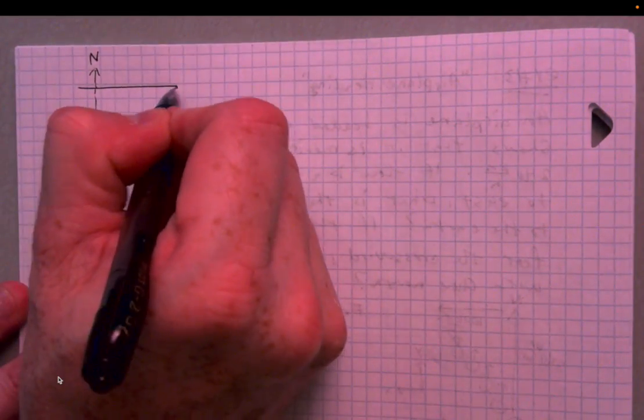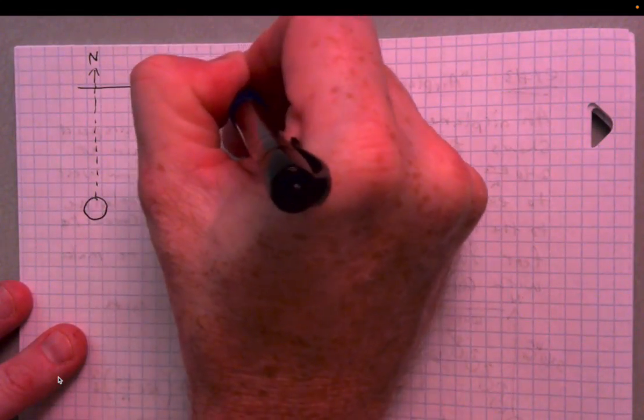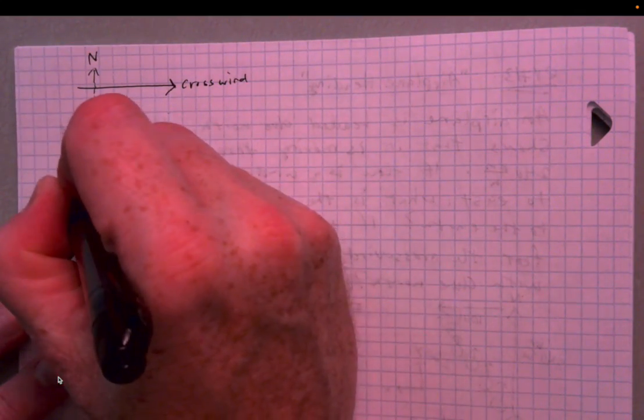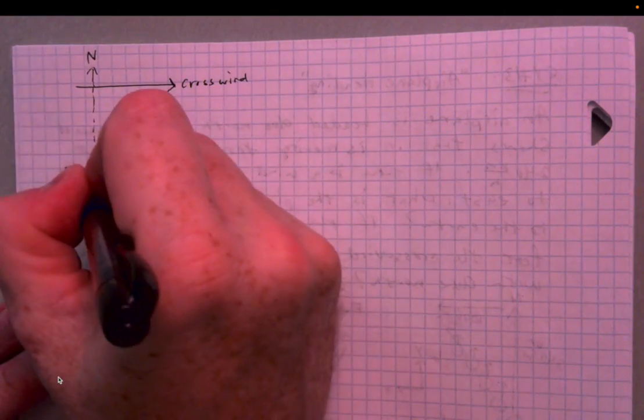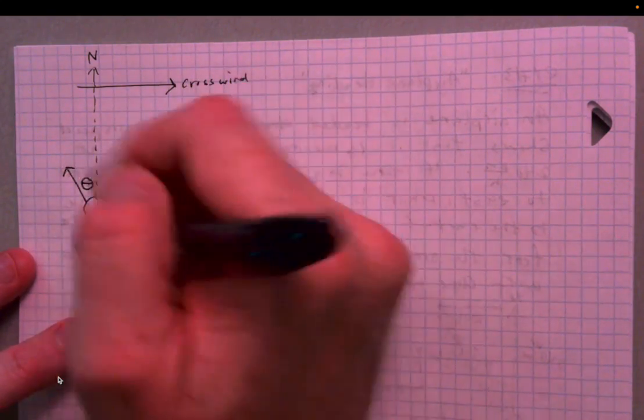Okay, so again, I'll draw the plane, and here's the north line. This is the line that we would like the plane to stick to, right? But we've got this pesky crosswind coming through here, right? So this is the crosswind. Now, in order to counteract the crosswind, we have to angle the plane into the wind. And that angle is what we're after. How steep does that angle have to be such that we cancel out the crosswind?